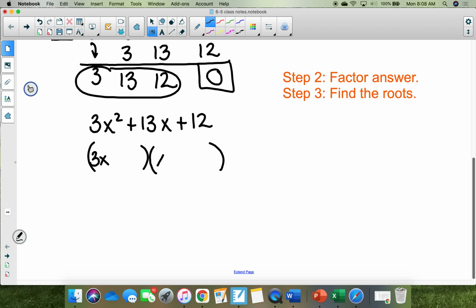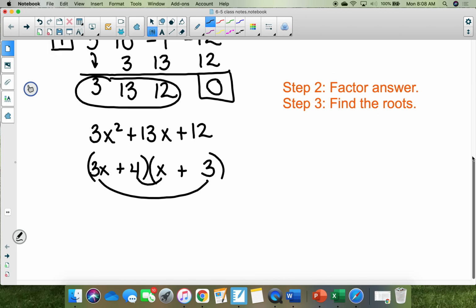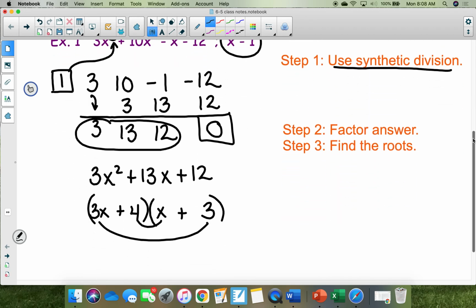3x and 1x. I'm going to put a 4 out here. Nope, the other way around, sorry. You're going to put the 3 in here and the 4 here. This will give you 9x and 4x, which will give you 13x. The other answer was x minus 1.